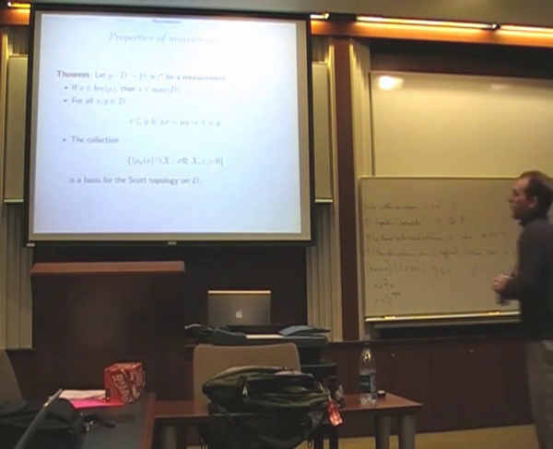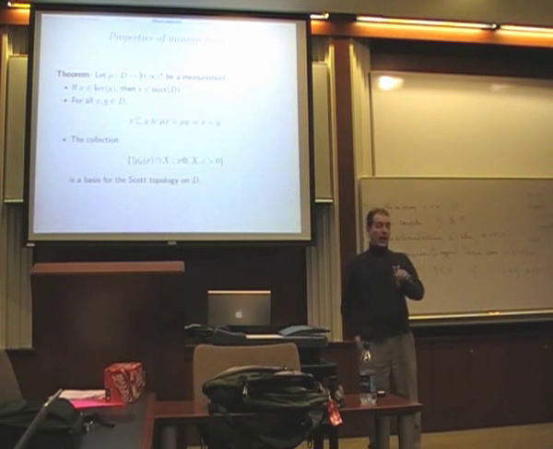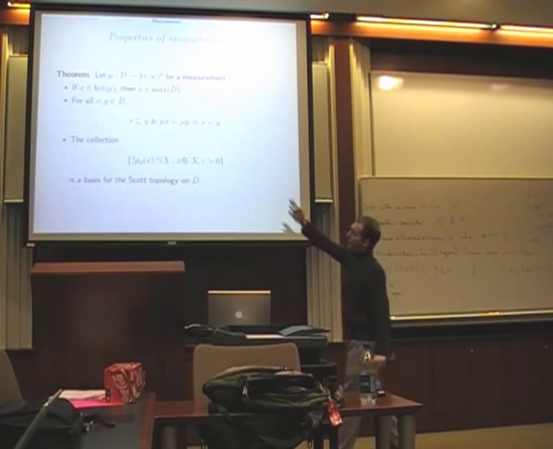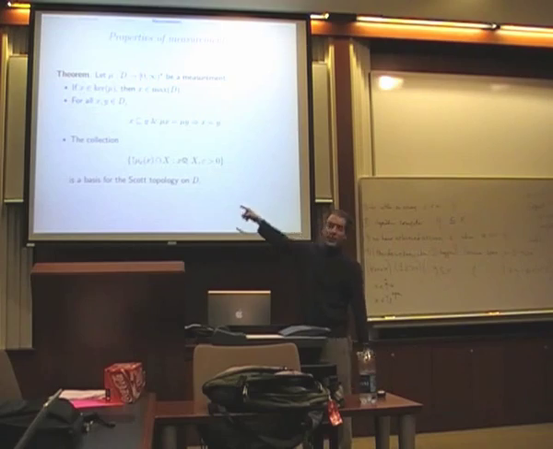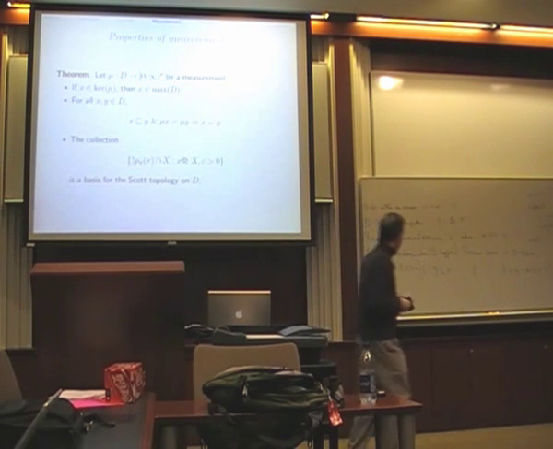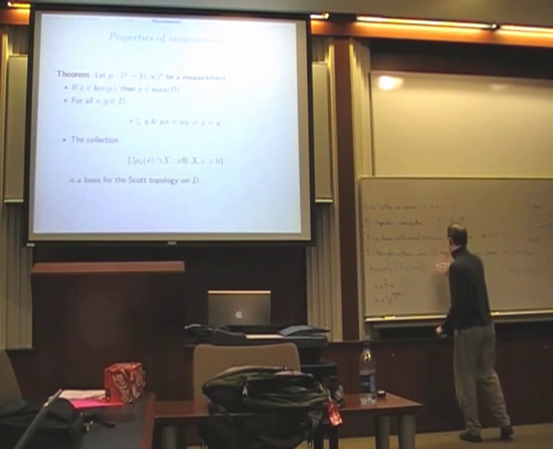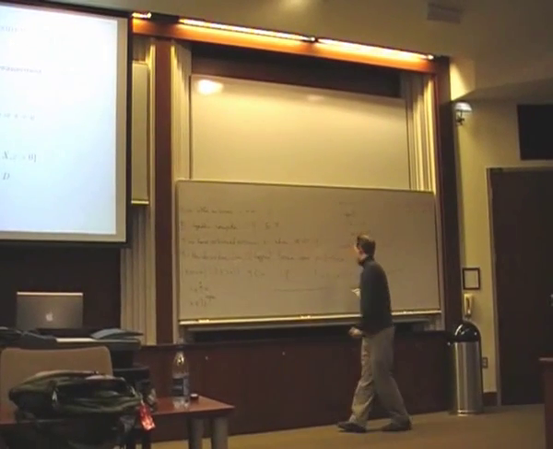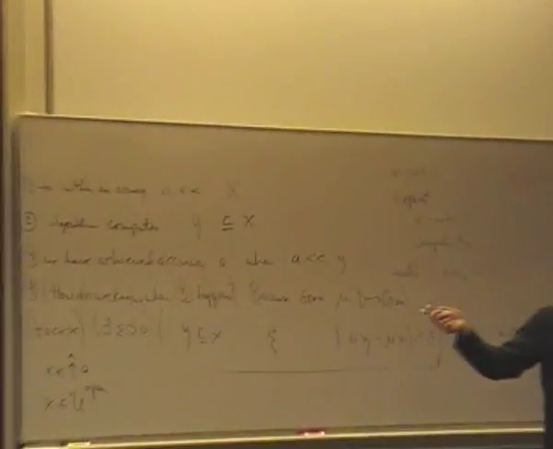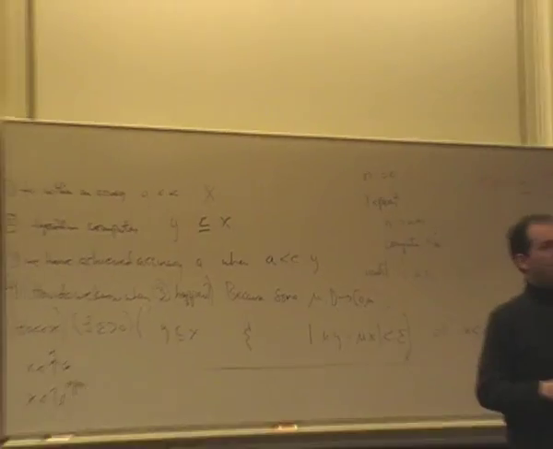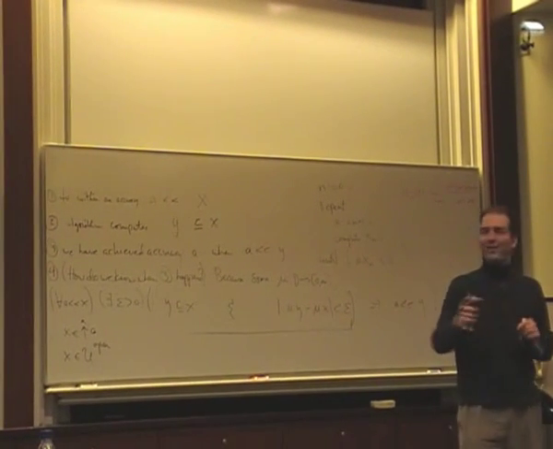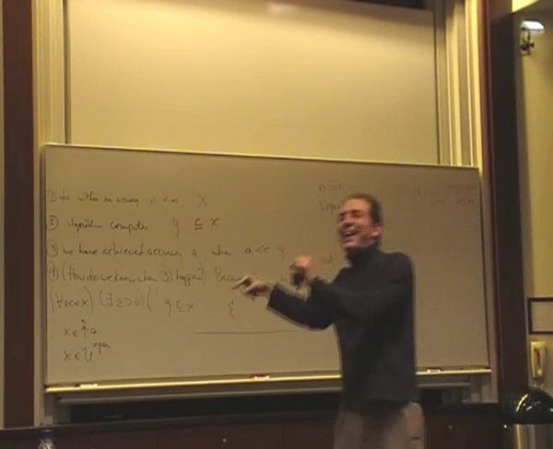And then the third thing, which is very bizarre, actually, is that when you have a measurement, you can recover the Scott topology. So what do you do? You look at these sets right here, these sets that I wrote down, and you look at everything that is above them. If you do that, you get a basis for the Scott topology at any point in the domain where the thing actually measures it.